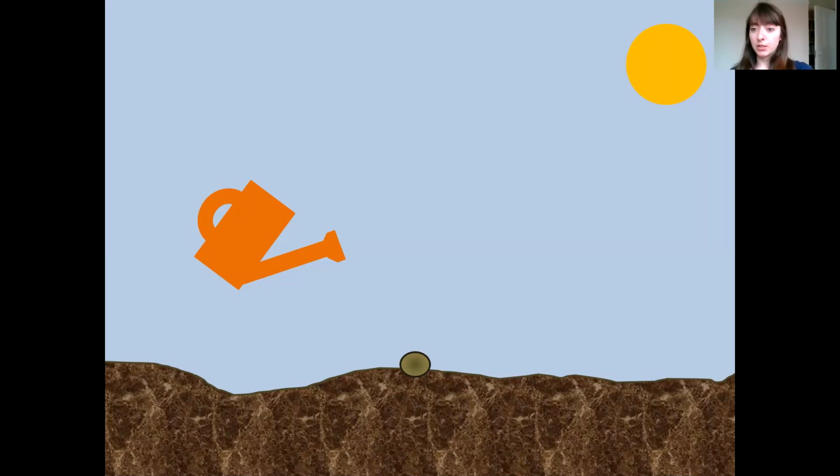Now this week we're going to be talking about flowering plants, and today specifically we're talking about the different parts of a flowering plant. We're talking about what those parts do, and we're talking about the pollination cycle. So first of all, let's have a look at this animation.